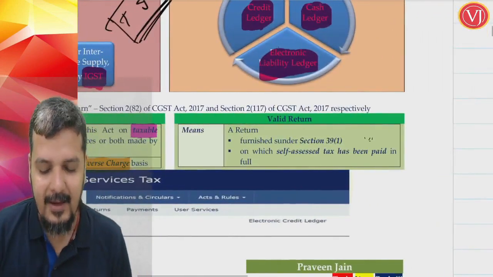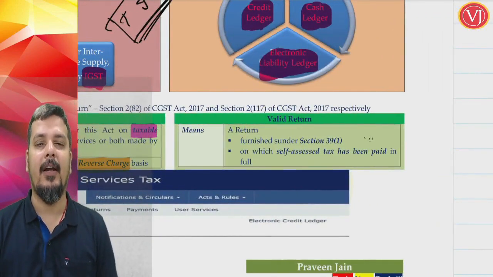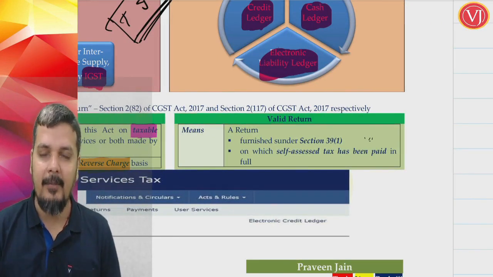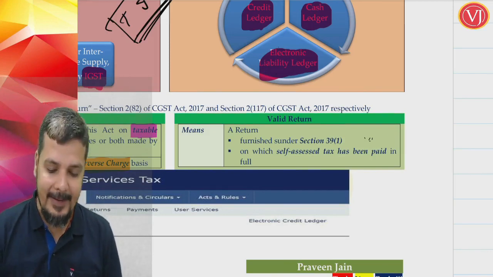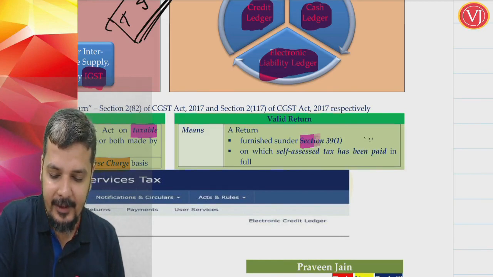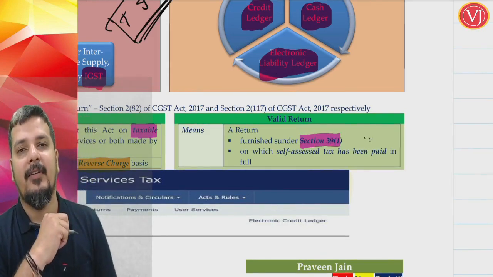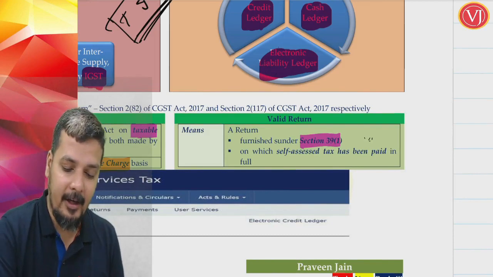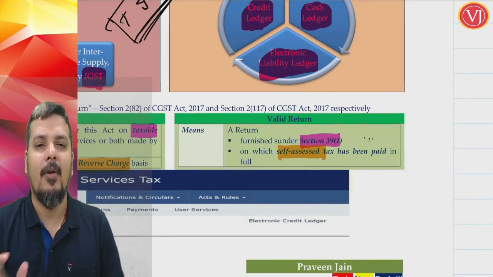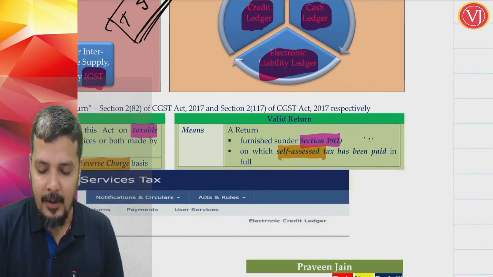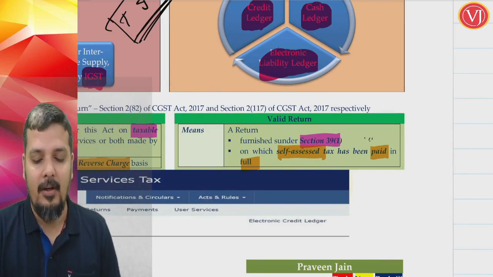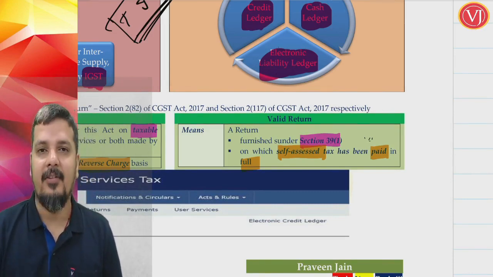Now what is a valid return? When you are going to file your return, and in the next chapter that we are going to see, maybe you will understand more clearly, a valid return in terms of section 2 clause 117 means a return which is furnished under section 39 subsection 1. That is the first criterion. Plus another important criterion: whatever is your self-assessed tax, whether correct or incorrect, you have self-assessed it. It may be right, it may be wrong, that has been paid in full. So there are two criteria. One here is you are filing your return under section 39 subsection 1.